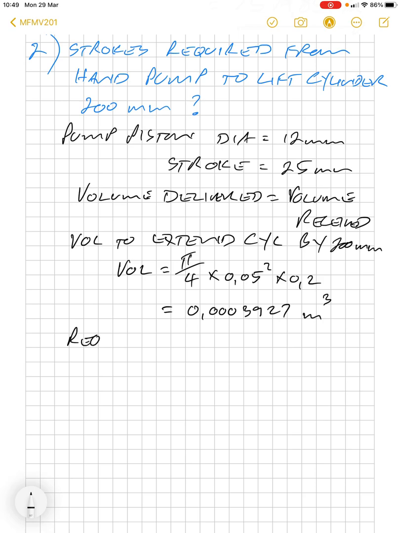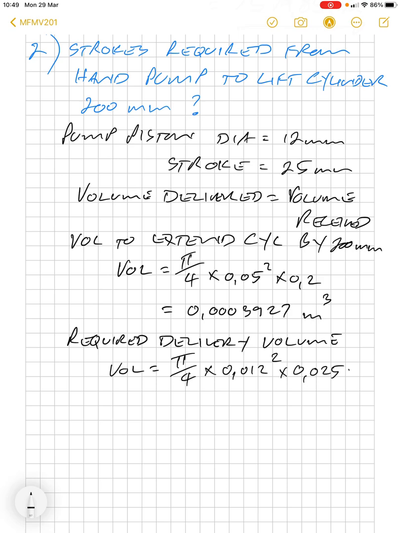So therefore, the required delivery is equal to pi over 4 times 0.012 squared. So this is now looking from the pump side, the hand pump side, times 0.025 times the number of strokes, n.